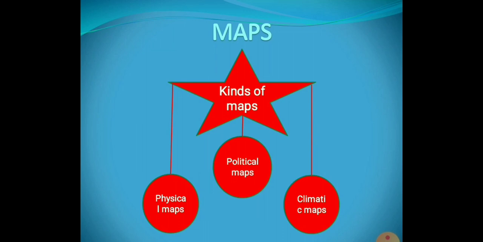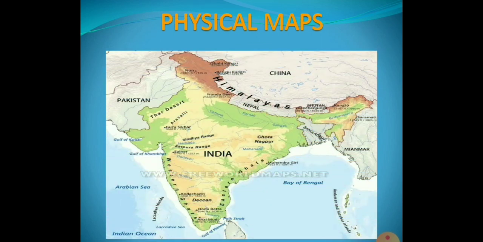Let's see the kinds of maps. There are different types of maps, but there are three main kinds we'll see. First one is the physical map, second one is the political map, and third one is the climatic map. Physical maps show the physical features of a place such as mountains, plateaus, plains and rivers.